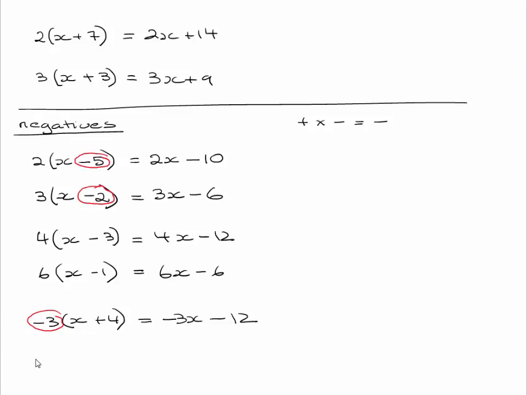What about if we have two negatives? Okay, so minus 2 times x is minus 2x. And remember that a negative times a negative is a positive. So minus 2 times minus 5 is plus 10.